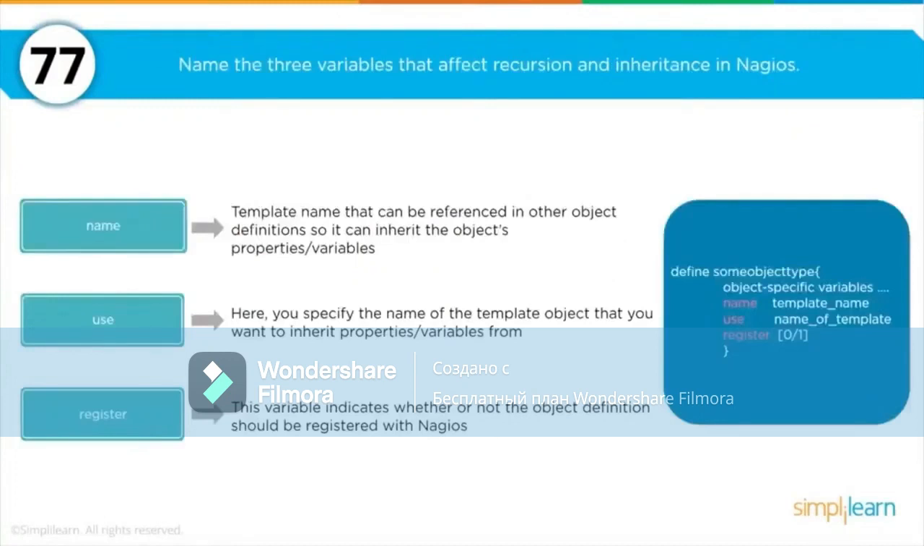So name the 3 variables that affect recursion inheritance in Nagios, and they are name, use, and register. Name is a template name that can be referenced in other object definitions. Use specifies the name of the template object that you want to inherit its properties and variables from. And register indicates whether or not the object definition should be registered to Nagios. On the right hand side of the screen, we have an example of what that script would look like. Again, you may want to memorize this, as it's something you can actually write down and show someone if you're going through a technical interview.